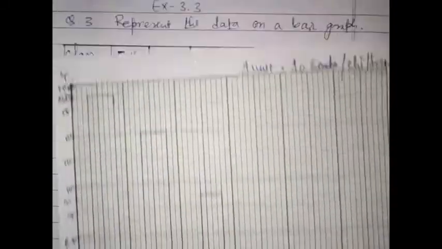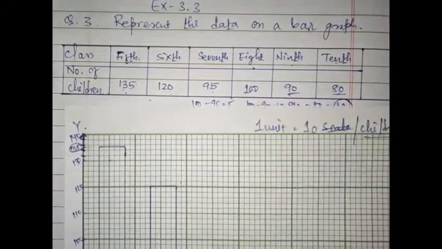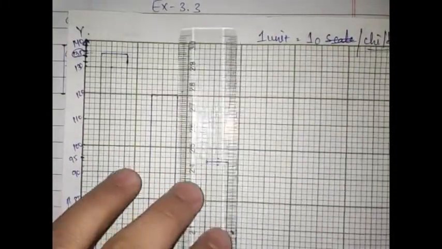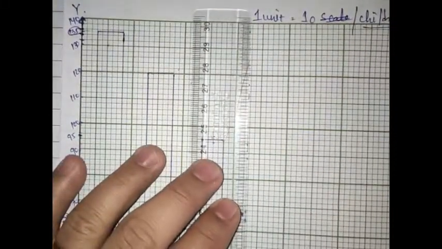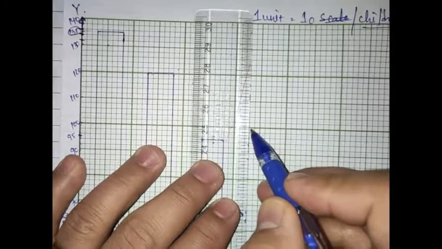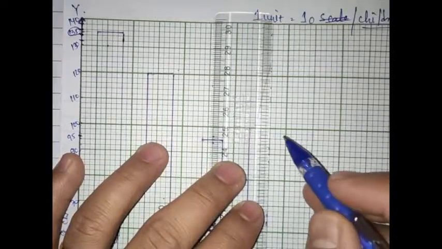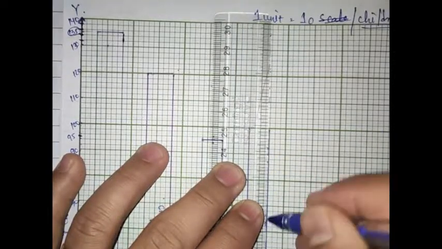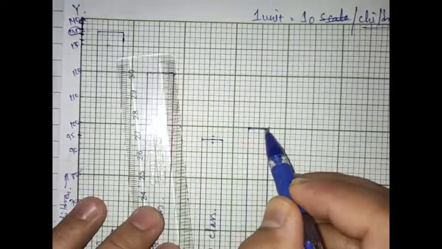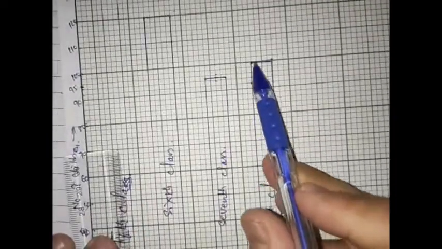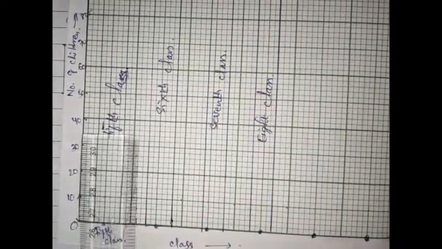Similarly we have our next class, the 8th, which is 100 students. So we can directly get the value here. The number of children is 100. So it is your 8th class, right? So which represents the 100 children, right? So it is 8th class. Okay, I hope you have understood this.